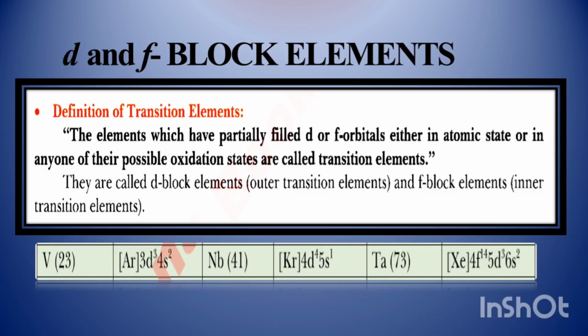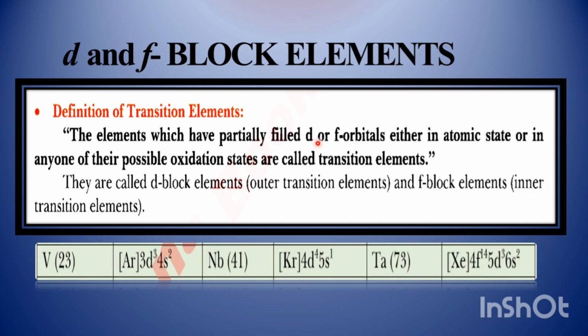Students, on the basis of electronic configuration, the transition elements can be defined as the elements which have partially filled D or F orbitals either in the atomic state or in any one of their possible oxidation states are called transition elements.